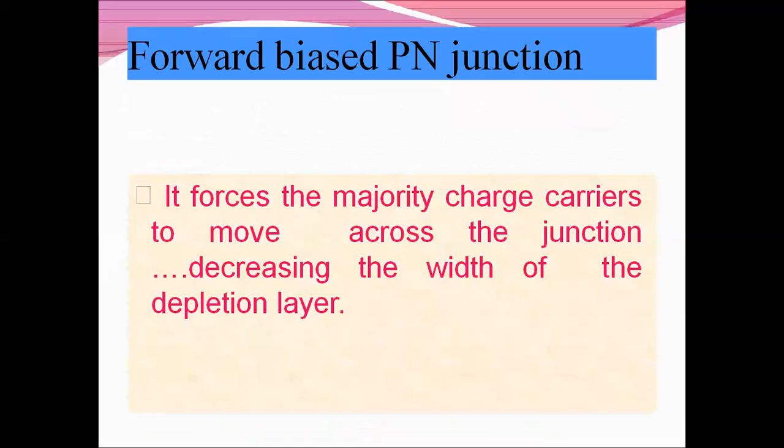In the forward biased PN junction diode, when you apply an electric field, the majority charge carriers will be forced to move across the junction, which will decrease the width of the depletion layer.